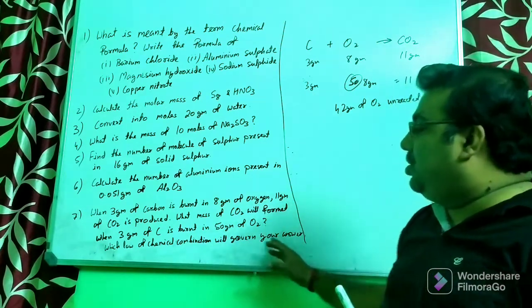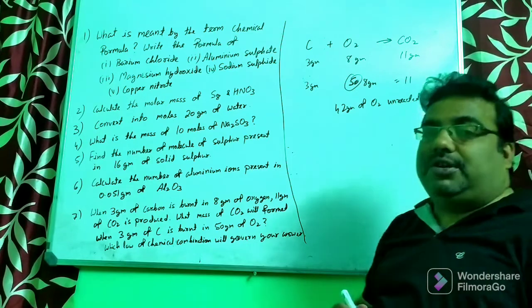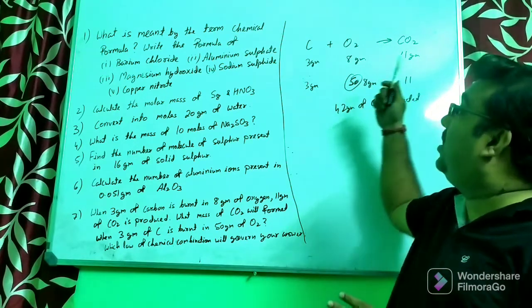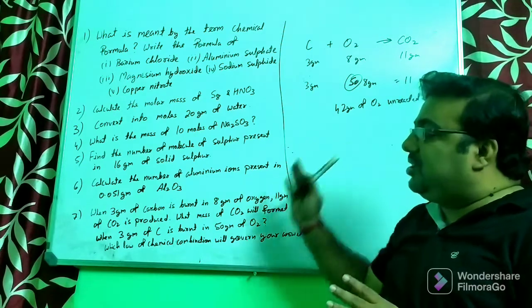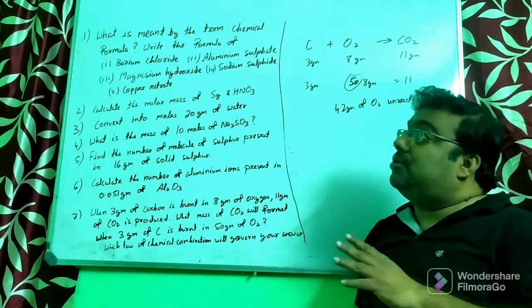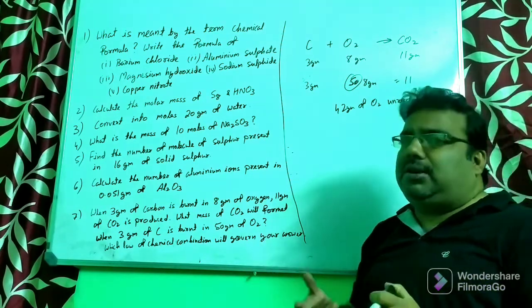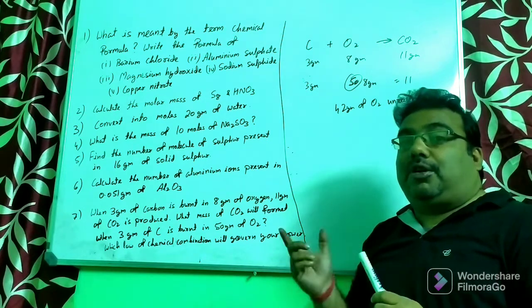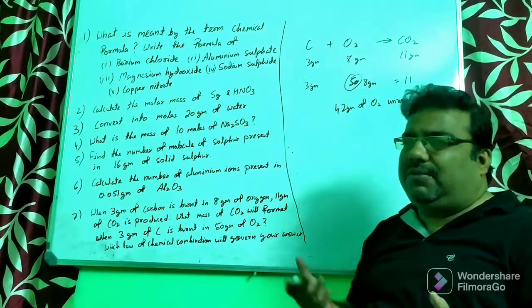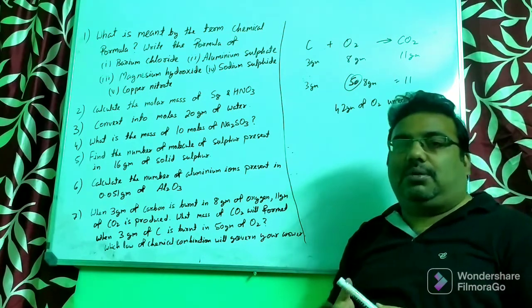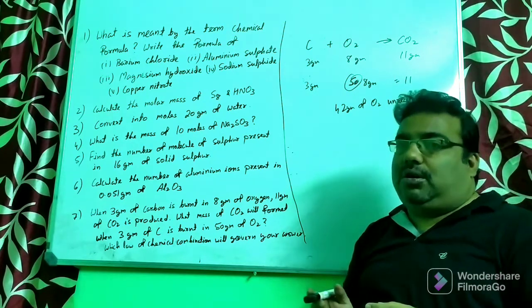Which law of chemical combination will govern? That is the law of constant proportion, because the ratio of the different masses of the elements in a compound is fixed. So these are some important questions. There is also one question that I have not written, but you should learn that question also: the postulates of Dalton's atomic theory. It may come in your examinations. This question is given in the book. Simply learn the points, there are 6 points, that is the postulates of Dalton's atomic theory.